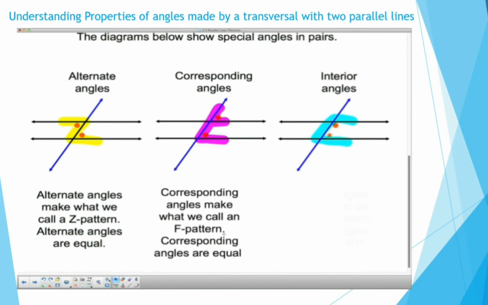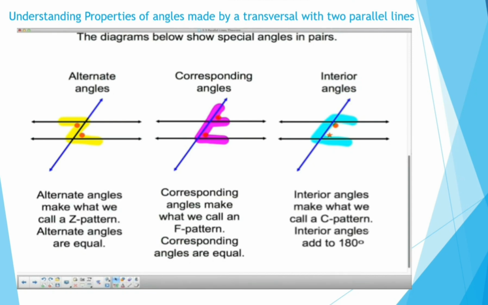Corresponding angles make what we call an F pattern. Corresponding angles are equal. And interior angles make what we call a C pattern. Interior angles add to 180 degrees. So they're not equal, and again, you can sort of see that. One is obtuse and the other is acute, so they can't be equal.